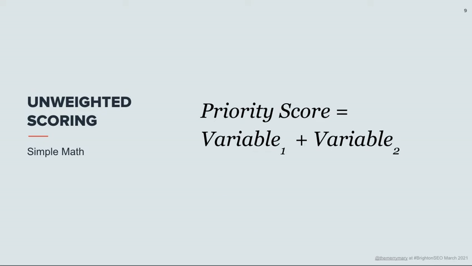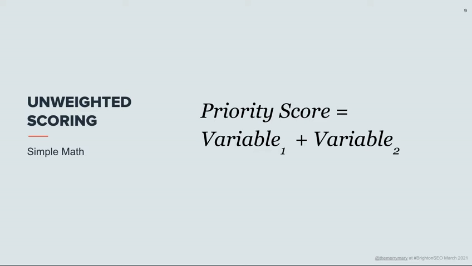So if you have tons and tons of things, way more than 7, this scatter plot is going to get really crowded really fast. And in those situations, we can use a simple math formula, an unweighted score, to pretty much do the same thing.